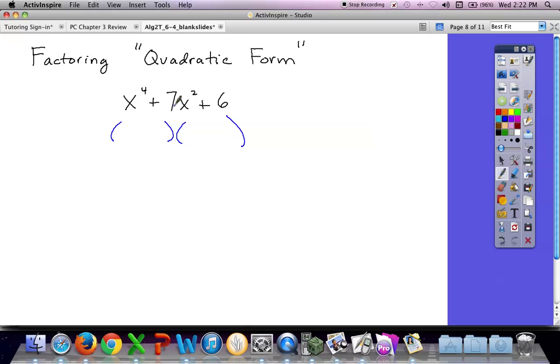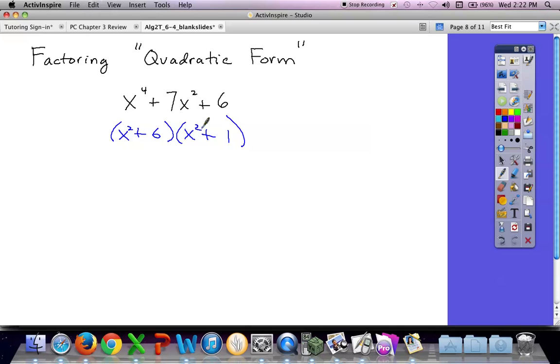I said, what two numbers, their product is 6 and their sum is 7. 6 and 1, right? So you would say plus 6 plus 1. Now, if it was a quadratic, it would be x plus 6 times x plus 1. But it's not a quadratic. It's to the fourth power. So the first term has to be x squared plus 6, x squared plus 1.